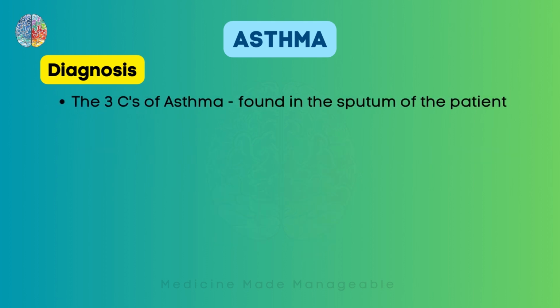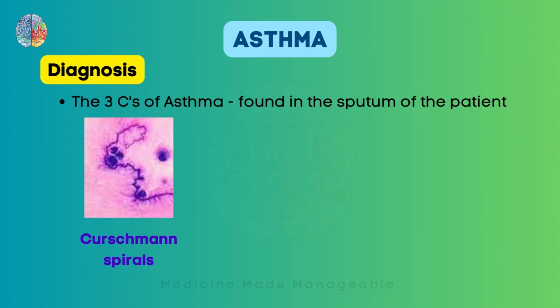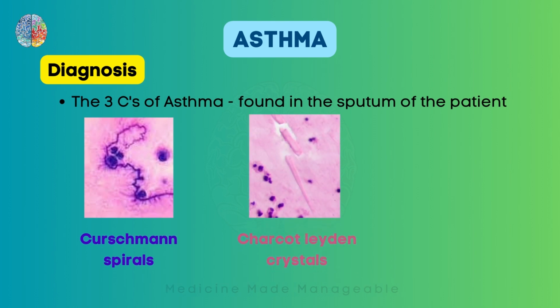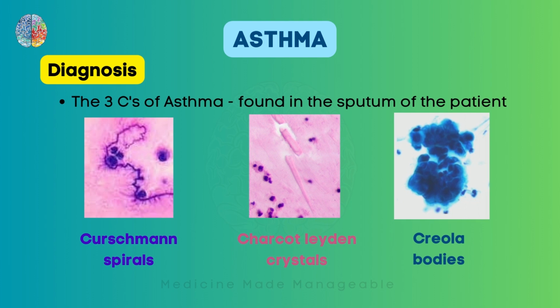Now there are three C's of asthma that you have to remember. These three are found in the sputum of the patient. So what are they? These are Curschmann spirals, Charcot-Leyden crystals, and Creola bodies. These are important pathological findings that they can ask.